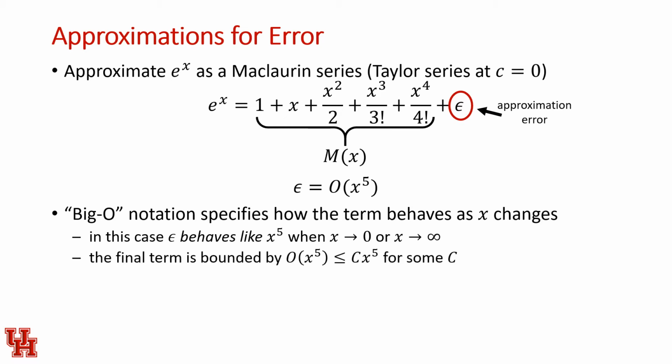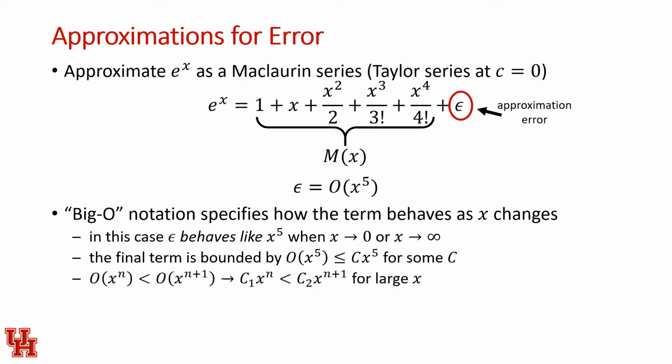A more rigorous way to express this is by saying the expression c times x to the 5th provides an upper bound given some constant number c. In other words, we can pick any value for c that, when multiplied by x to the 5th, always produces a function greater than our error.